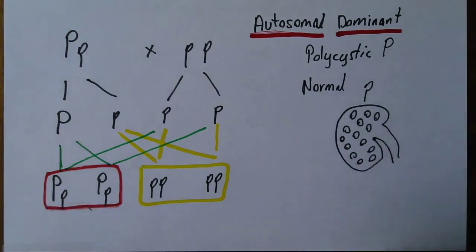So it would be just the same if it was Huntington's chorea, for example, which is also autosomal dominant, a 50-50 chance. So autosomal dominant, 50% chance of any one child being affected.